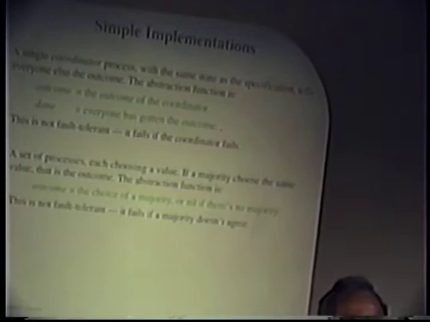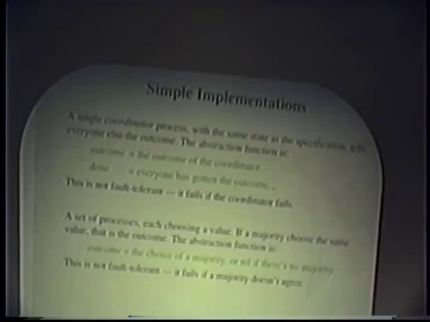Okay, well, let's get a little bit of practice in finding abstraction functions by looking at the abstraction functions written down in green here for the two simple implementations we looked at before of consensus. We've seen the spec for consensus. So first implementation, there's this one coordinator process, has the same state as the spec, tells everyone else the outcomes. What's the abstraction function? Well, the outcome of the spec is just the outcome of the coordinator, pretty obvious. And done is true in the spec if everyone's been told.